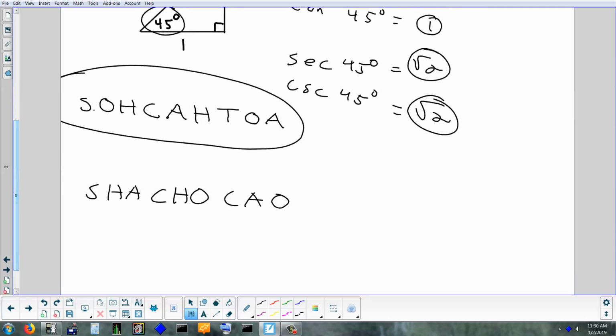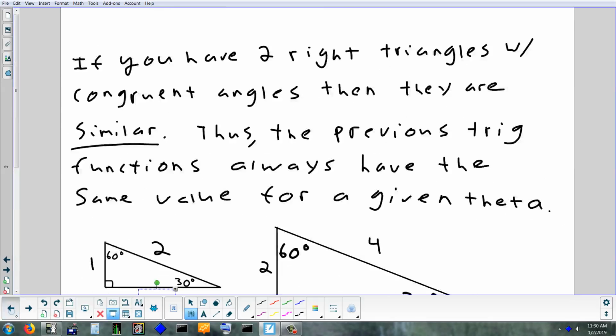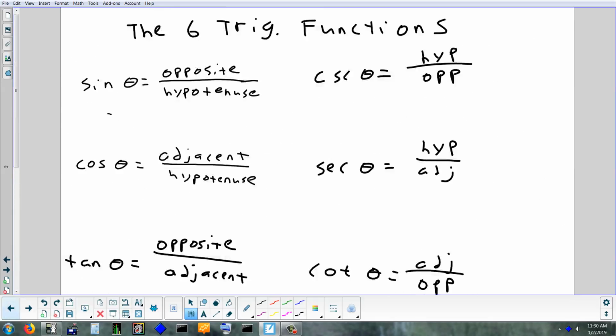So yeah, secant is hypotenuse over adjacent. Cosecant. Now I'm all messed up. No, that's right. Is it right? It's right, but you just have it in a different order. Oh, okay.